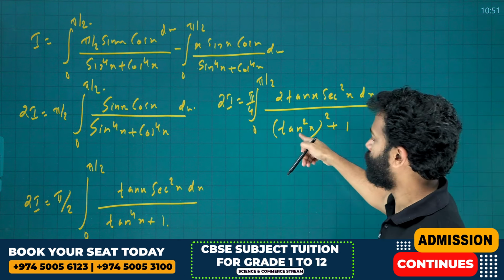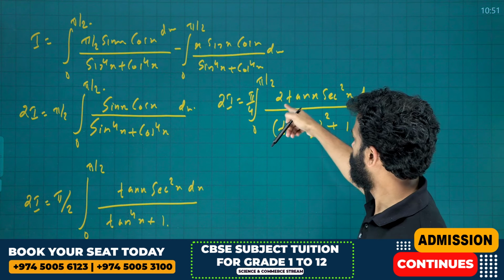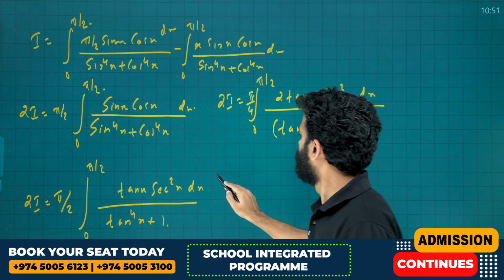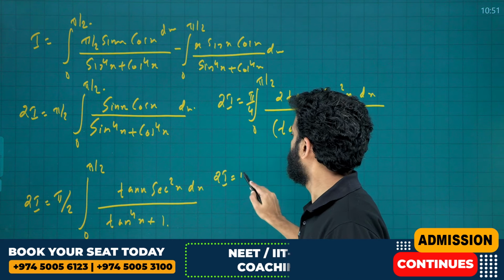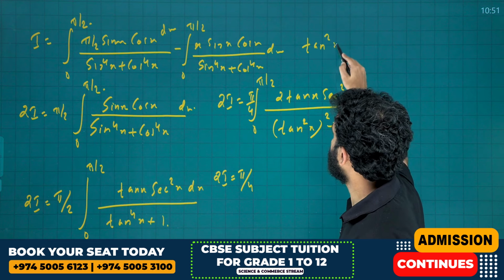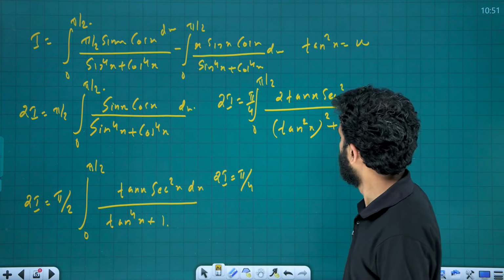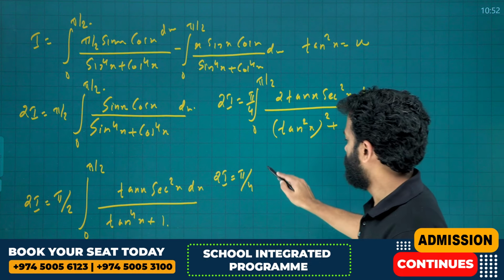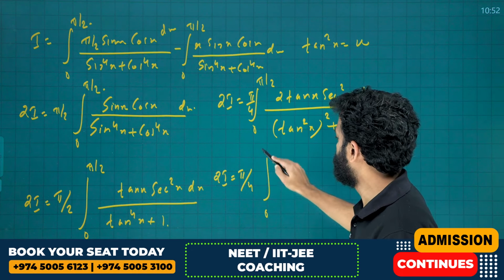Then substitute tan square x is equal to u. This will be 2 tan x sec square x dx, that is the direct derivative over here. Therefore, 2I is equal to pi by 4 into the integral, where tan square x is equal to u. The corresponding change in the lower limit and upper limit: this becomes 0 and this becomes infinity. Therefore, this becomes 0 to infinity.